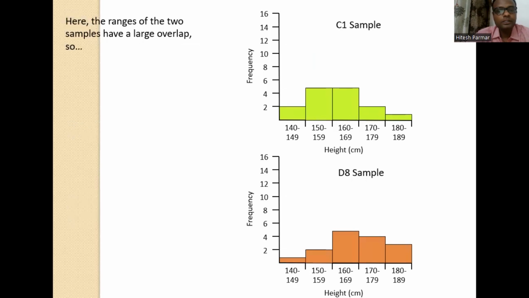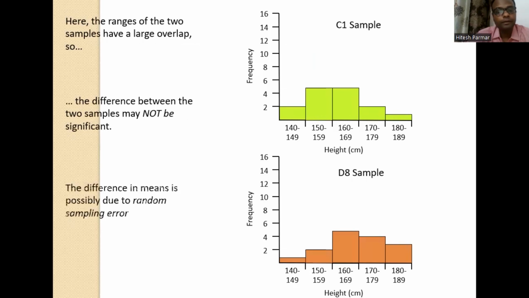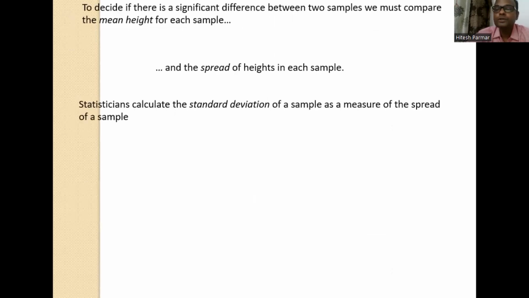Here you can just observe the range is the same, 140 to 189, 140 to 189 in both the cases. So there is a huge overlap. All data are having overlap. So the difference between these two samples may not be significant, right? So whether the difference is significant or not, along with the mean, we need to also add the standard deviation.